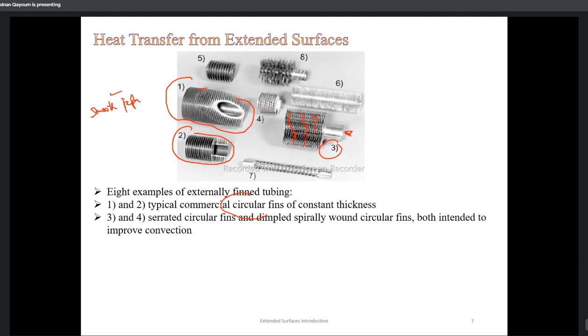you can add dimples and roughness elements on this thing. So again by doing all this, these are all fins. So iska objective sab hai to improve your transfer coefficient, you are just enhancing.